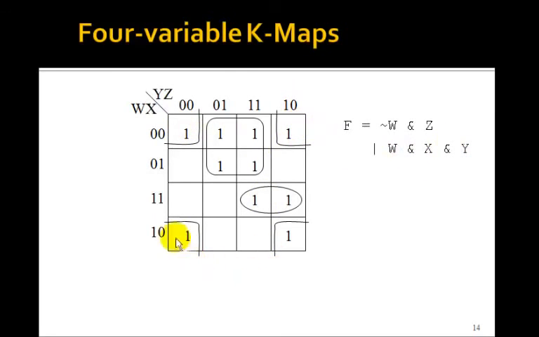And what do the 4 corners give us? Well, W goes away, we're left with not X. Y goes away, we're left with not Z. So this is just not X and not Z.